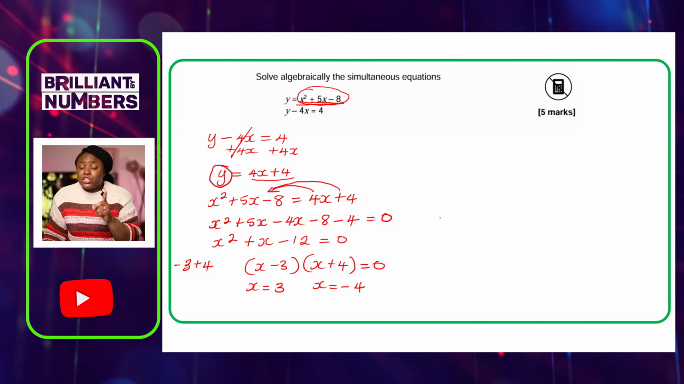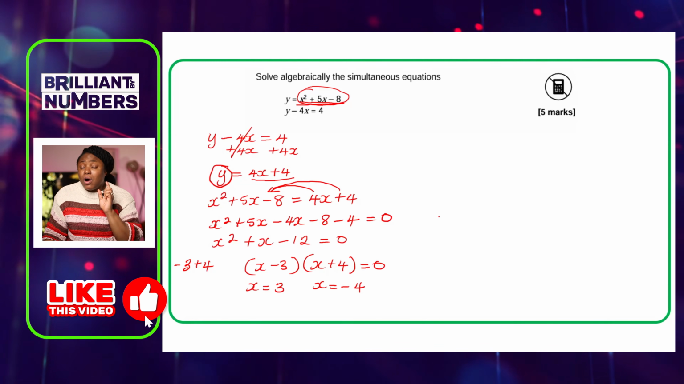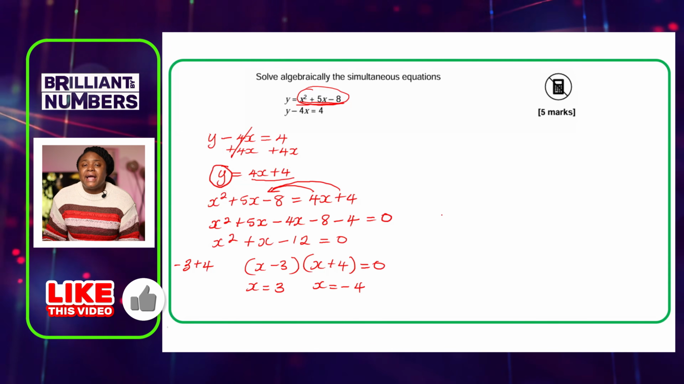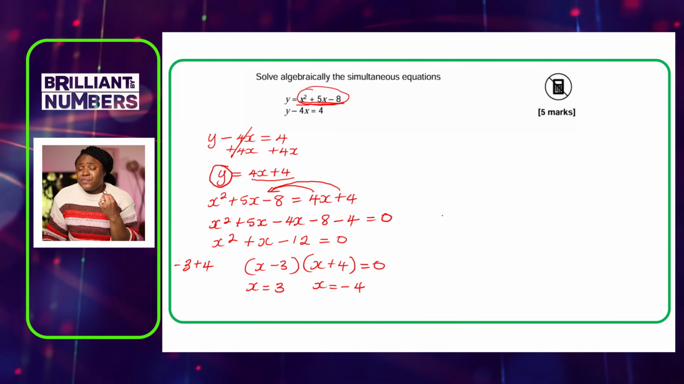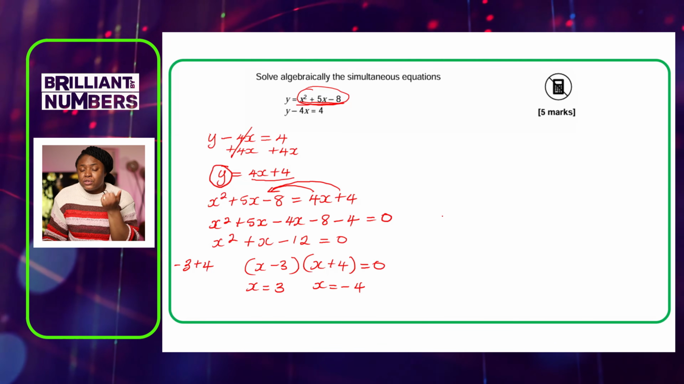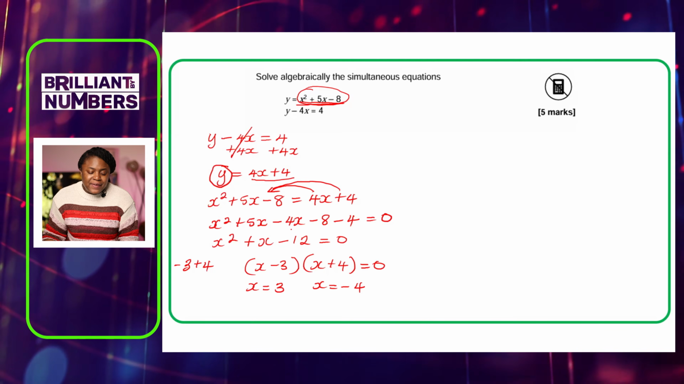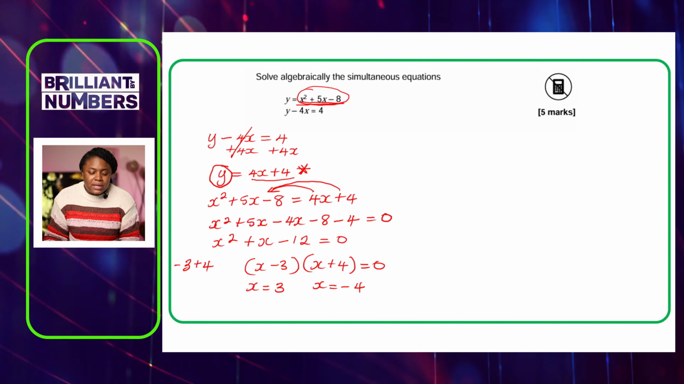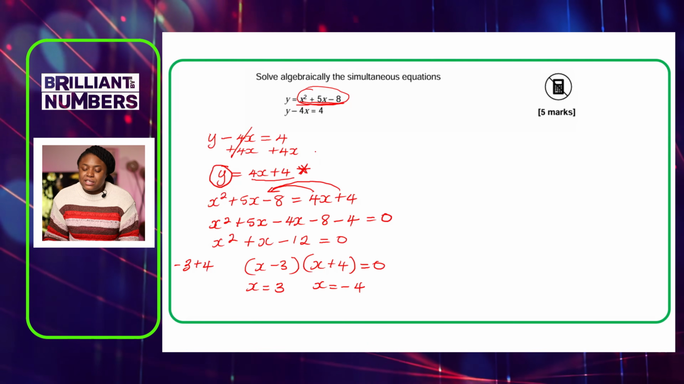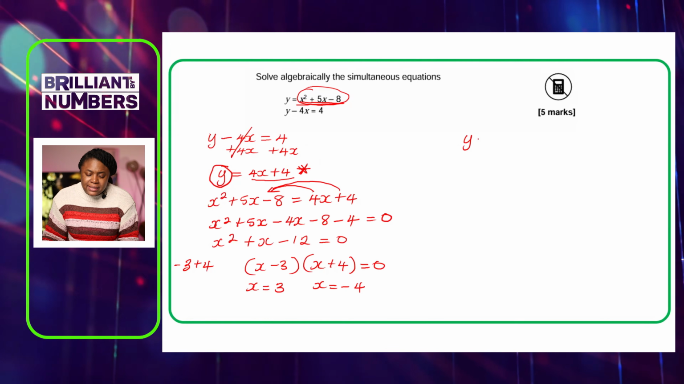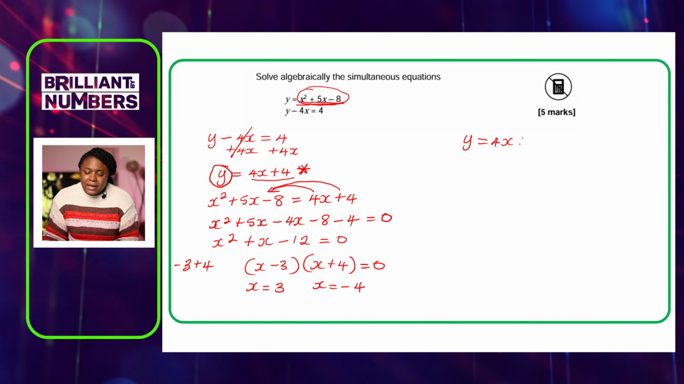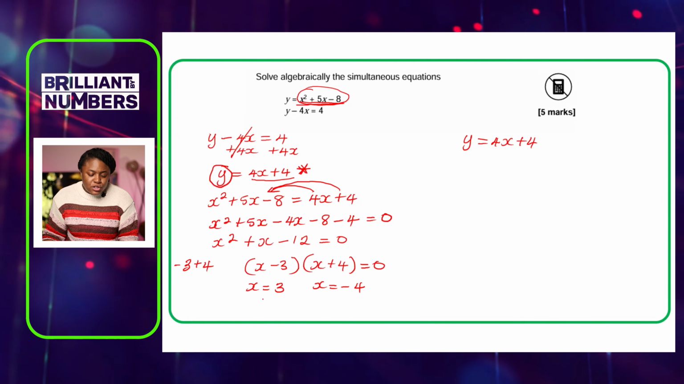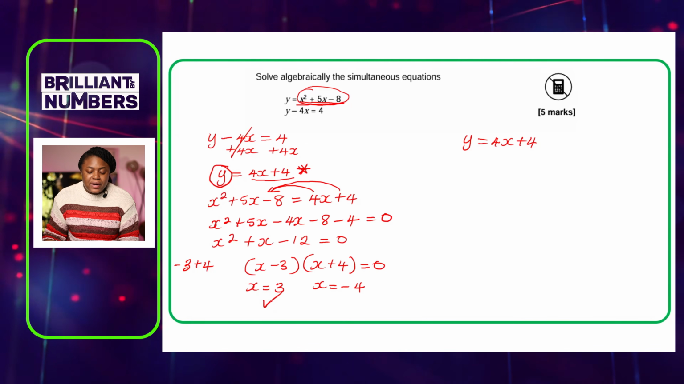However, we've got to remember that we also need to solve for y, and if we have two values of x, we also have two values of y. So we're going to find y by substituting into the linear equation, this one that we had rearranged. That's the easiest way to do it. So y is equal to 4x add 4. So I'm going to use x equals 3 for the first one.